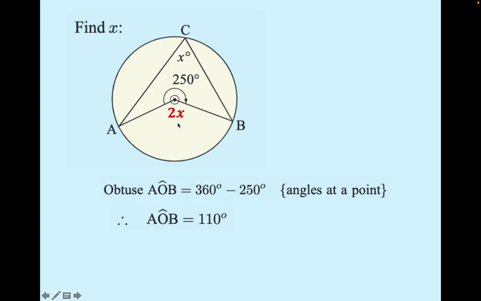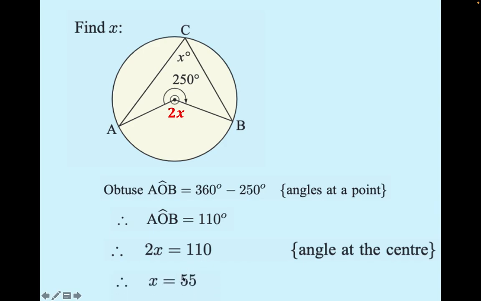Now that we know this is 110, we know this one must be half of that. So 2x equals 110. Therefore, x equals 55. Okay, so not too complicated an application of that theorem. Make sure you have all these steps written down. Make sure you have your reasons in parentheses along these different steps here.